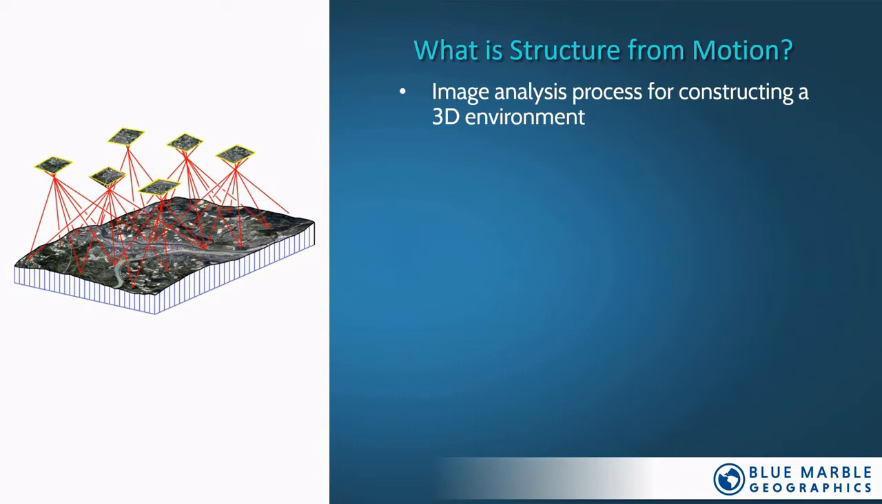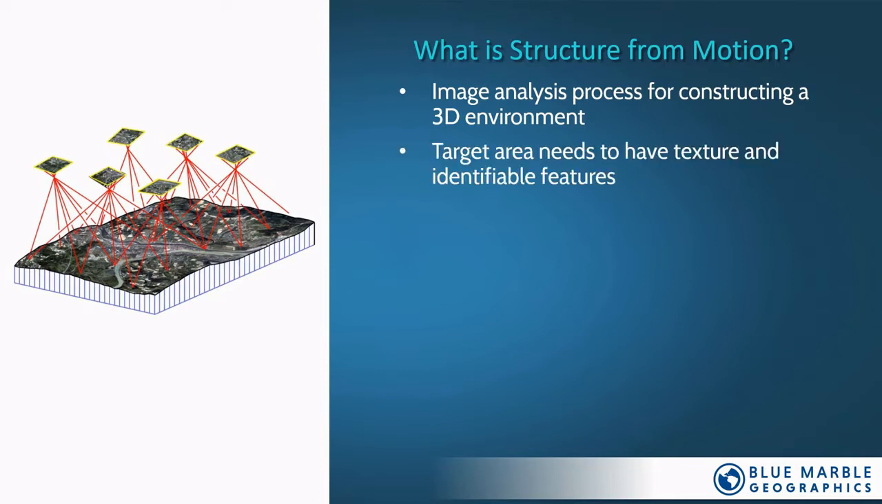Now, you can take that principle and apply it from multiple directions. Ultimately, that's the underlying idea behind structure from motion. Looking at an object from multiple points of view allows you to reconstruct that in a three-dimensional context. In order for this process to work, the target area needs to have texture. It needs to have things that can be seen and identified and distinguished from other features around it. Areas with consistent solid colors will simply not work.